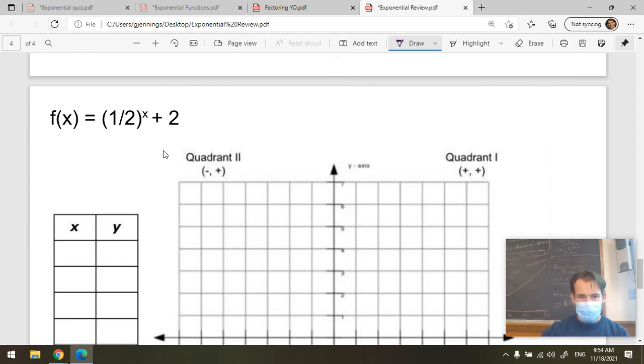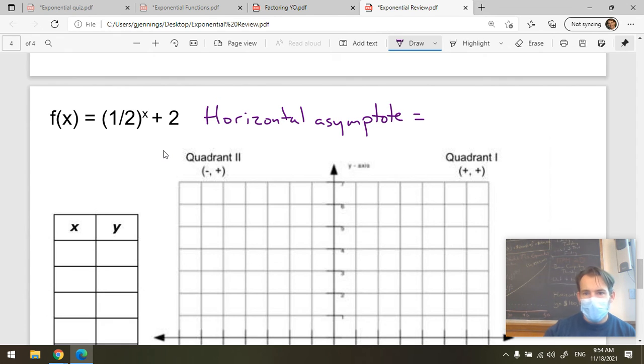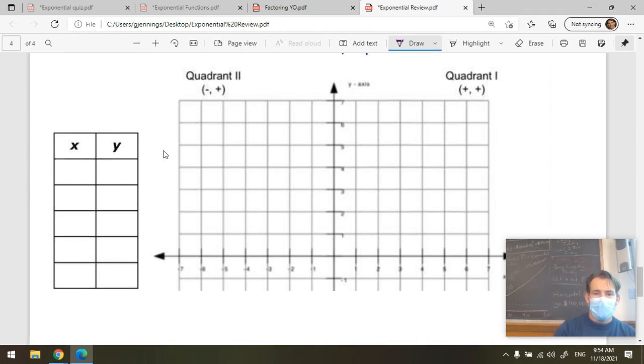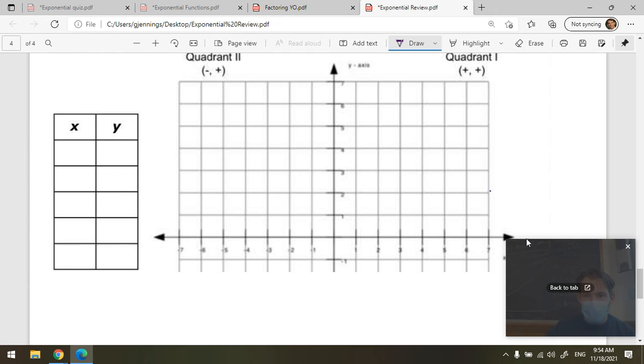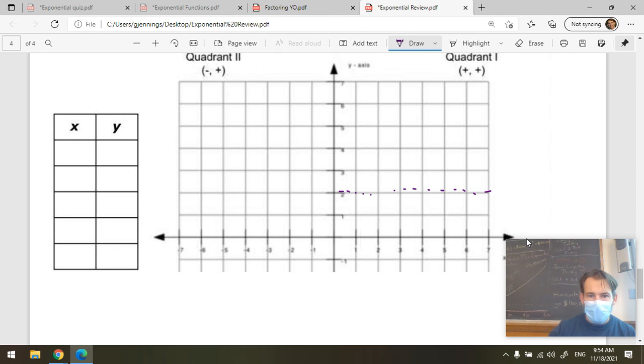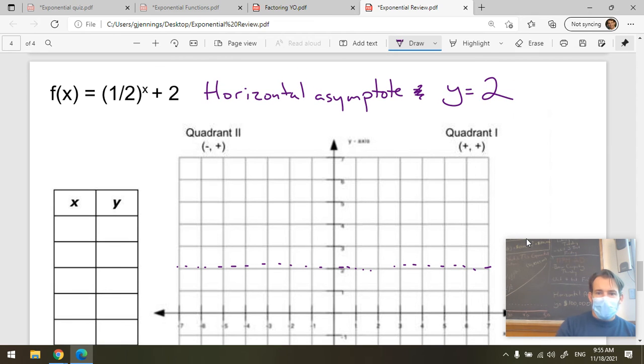So the first thing that I know is that I have a horizontal asymptote, y equals 2. So let's graph that here first. Here's our horizontal asymptote. We shouldn't cross that line, even though that's not really the line.